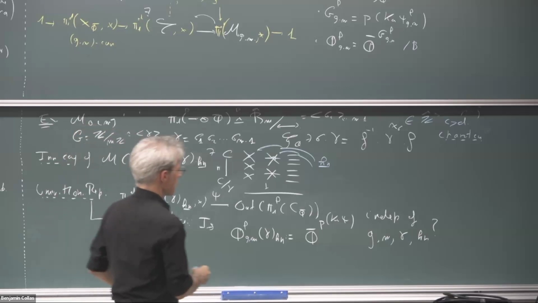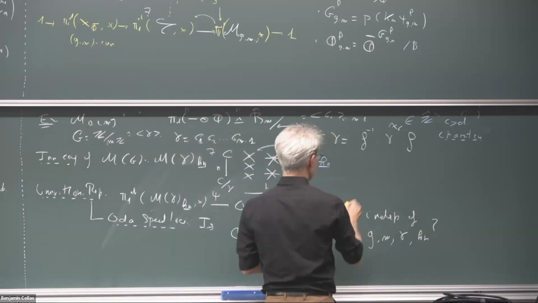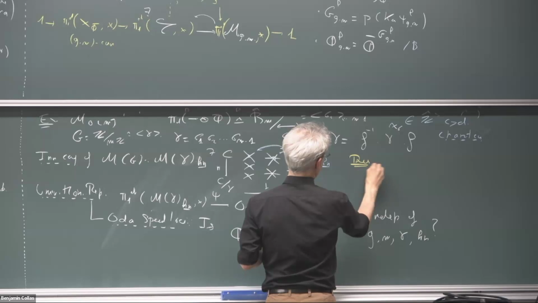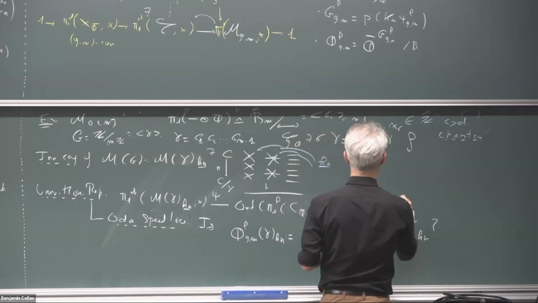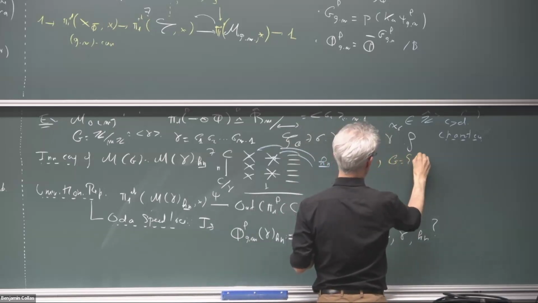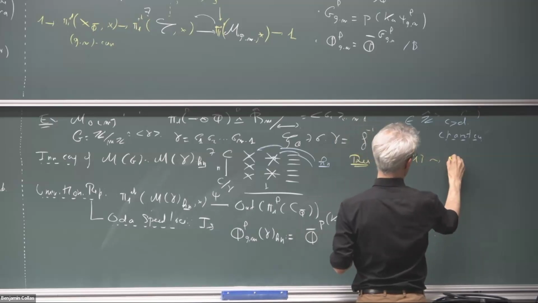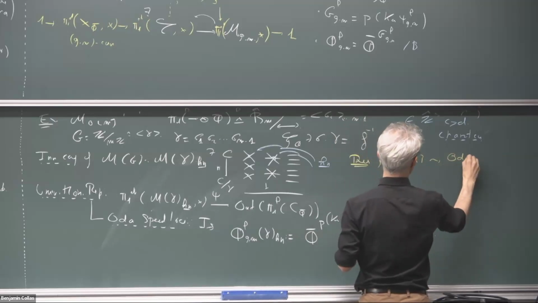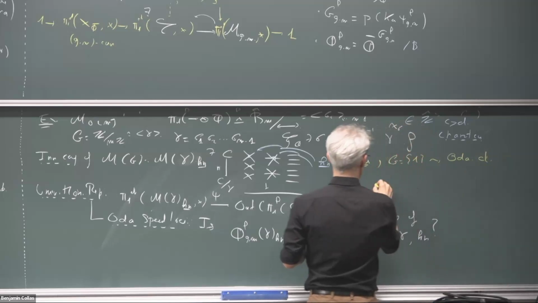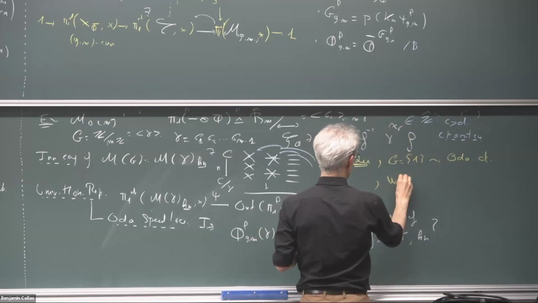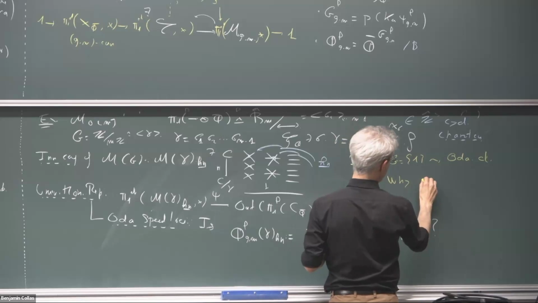Okay. So, maybe, yes, two remarks. The first remark is that if we have G equal to 1, we recover classical Oda. The second remark is, why should that be true?